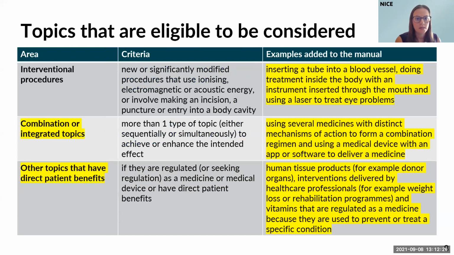Next slide, please. So again, here, the yellow parts show the changes that have been added. So for the interventional procedures, we have added examples to the manual of what these may be. And then we've also added two new areas on the left-hand side, the combination or integrated topics and other topics that have direct patient benefits. And then you can see on the right-hand side that we've added examples to the manual of what the eligibility may be to be considered as part of the topic selection process. Again, I'm not going to go through them because they're quite wordy, and you can see them on the slide there for yourself. Next slide, please.